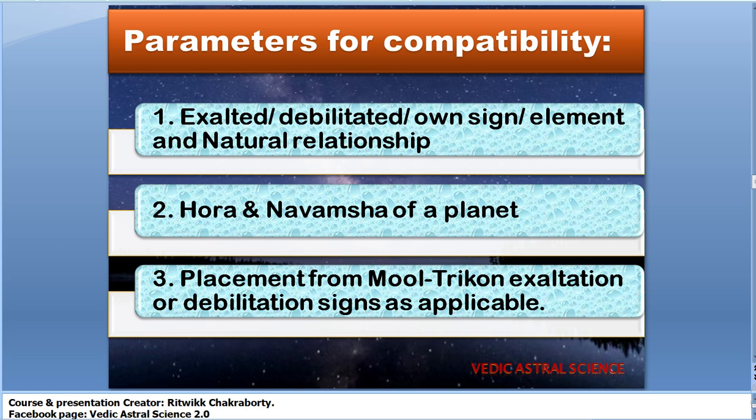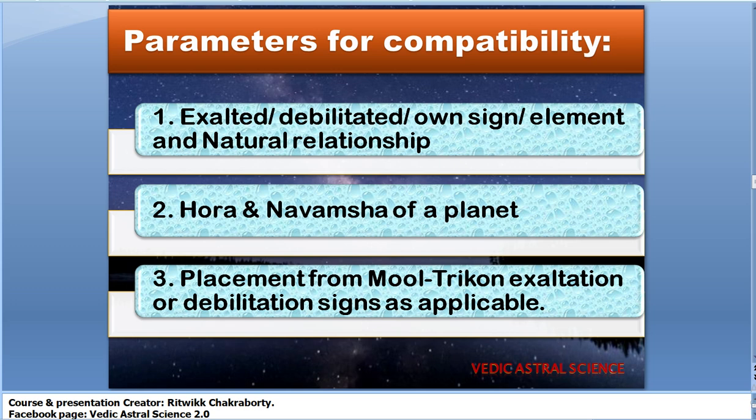The second thing is the Hora and Navamsha occupied by a particular planet. I will use only Hora in this video, and you can also consider the Rasi occupied by the planet in Navamsha and other Vargas or divisions as per your wish for a more detailed picture of the compatibility of a planet. So what to check in Hora?